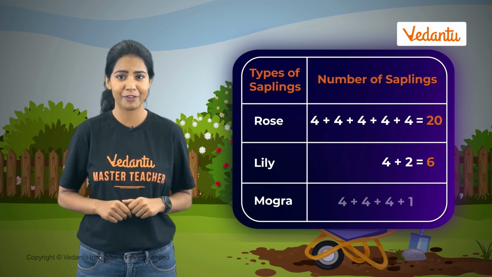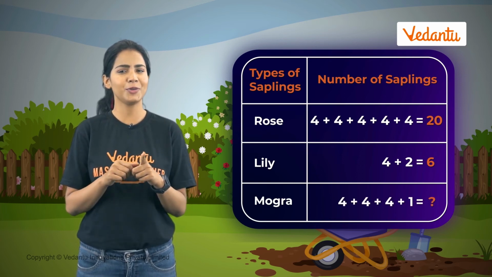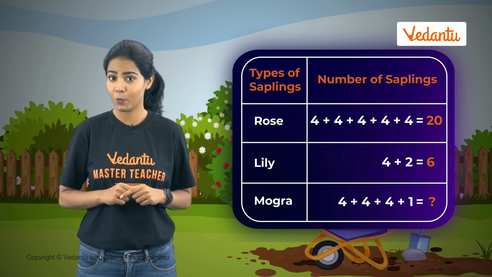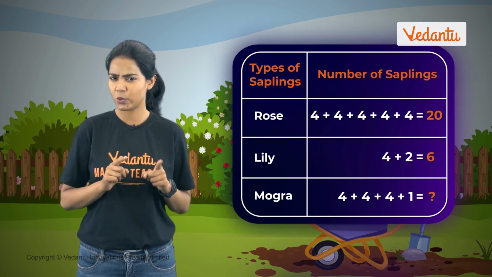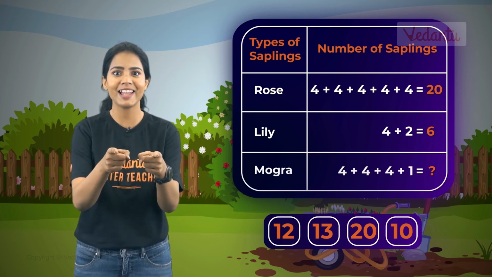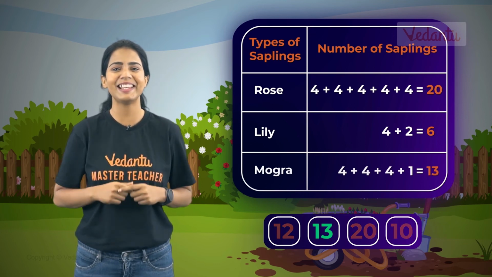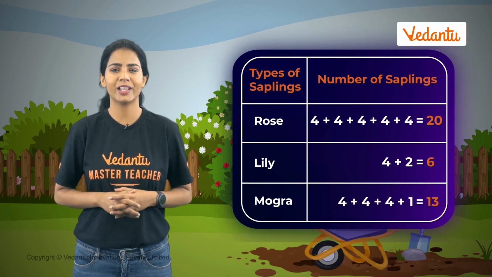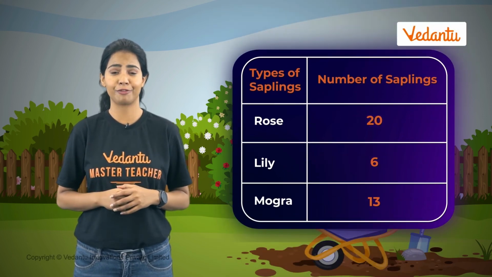And finally, we have mogra. Can you solve this one? Which is the correct answer? 12, 13, 20 or 10? Yes, the correct answer is 13. So now we know the exact number of saplings we have.